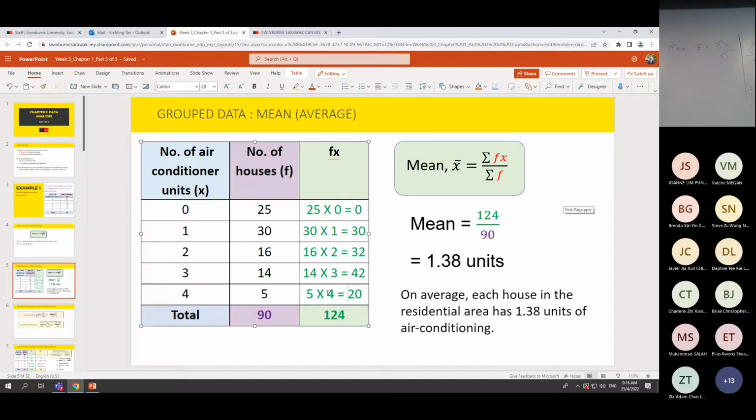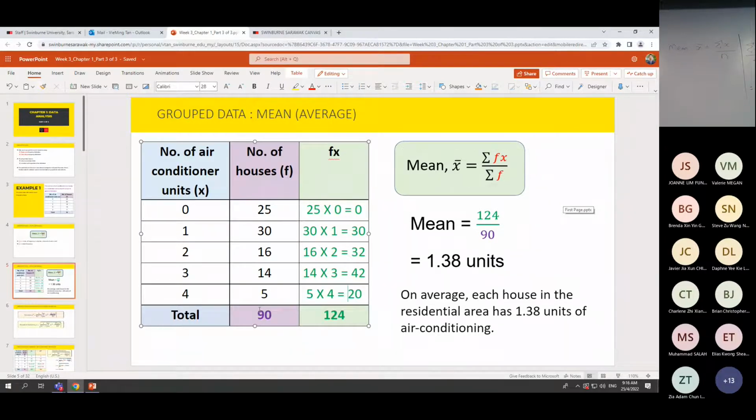Some students may ask, do we need to show the working for your project? For the fx column, no need to show the workings. You just need to write down the answer for the fx value. For the class, I just want to show you how to get those fx values. So you sum 0, 30, 32, 42, and 20. You get 124. In fact, 124 is the total fx value, and this is the numerator. So you substitute 124 into the numerator of the mean. How about the denominator, the total f?